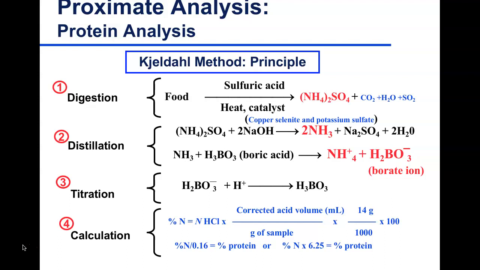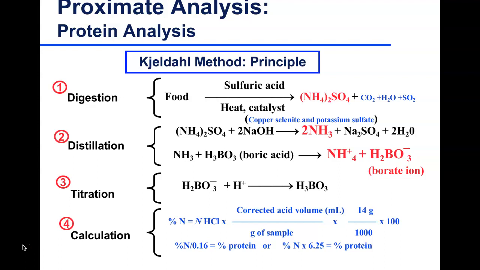You will end up using HCl to titrate. We titrate the borate ion until the methyl red starts turning pink again. So it goes from yellow back to pink, and once we reach that endpoint of neutralization, we know that we have a 1-to-1 ratio of our HCl to our moles of nitrogen. And that's how we're going to calculate how much nitrogen is present.